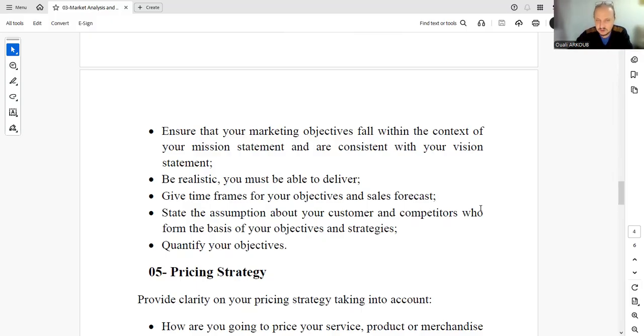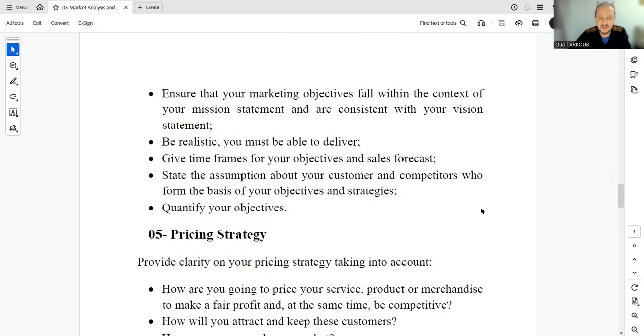State the assumptions about your customers and competitors that form the basis of your objectives and strategies. We have customers, our clients, and also our competitors, our adversaries. Quantify your objectives. It's very important in a business plan to give digits, to give numbers. This is very important in the language of today's marketing and economics. Numbers are crucial. We say in English also, it is crucial.